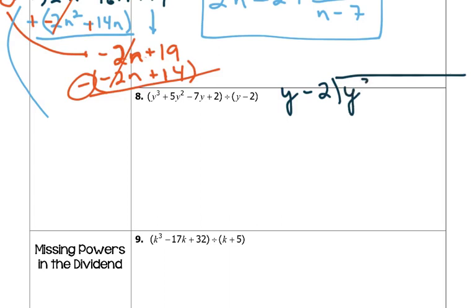y to the third plus 5y squared minus 7y plus 2.